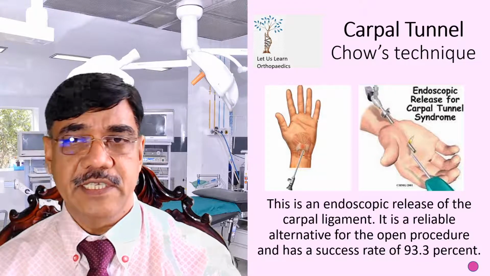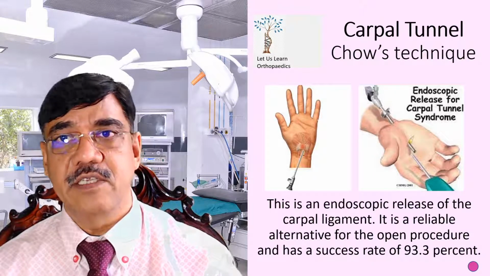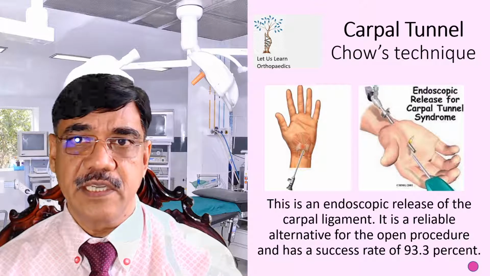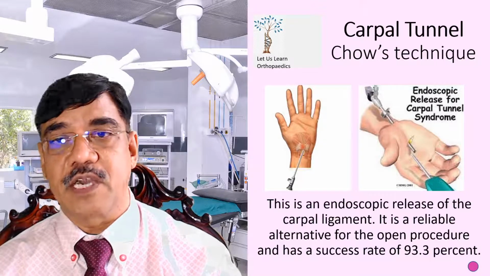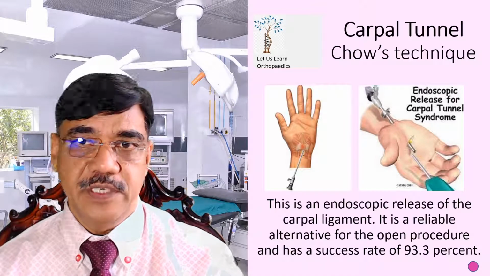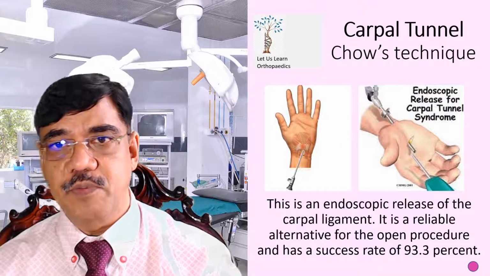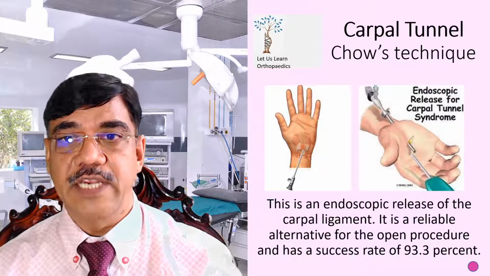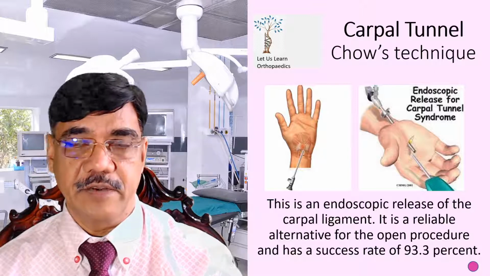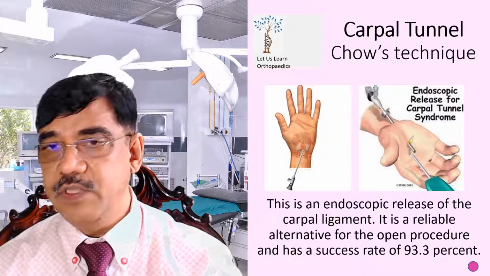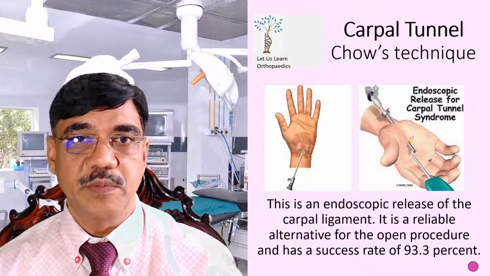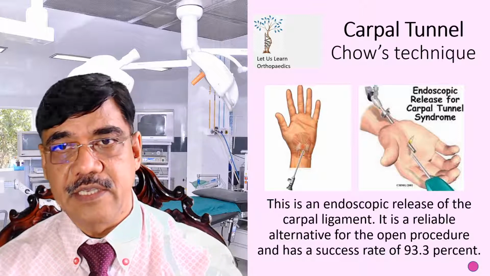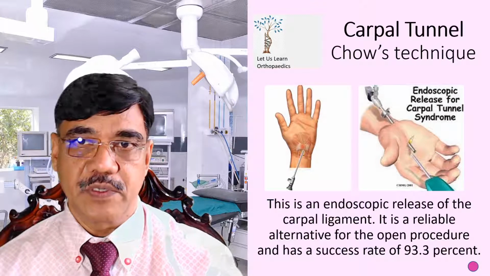Now, what are the recent advances? Chow's technique. Chow's technique is nothing but an endoscopic release of the carpal ligament. It is a reliable alternative to the open procedure, and it has a success rate of 93.3%. I hope with this much information you should be able to write a nice answer in your theory papers.